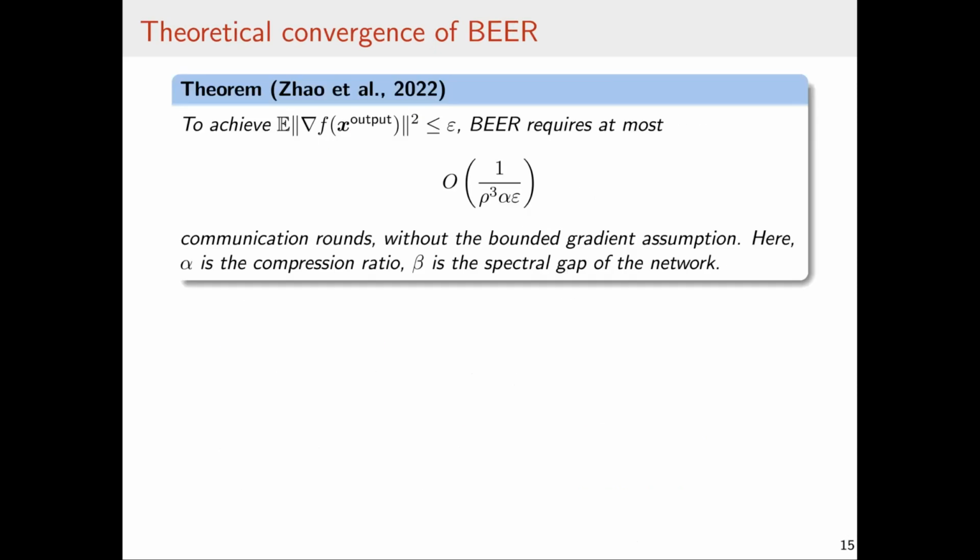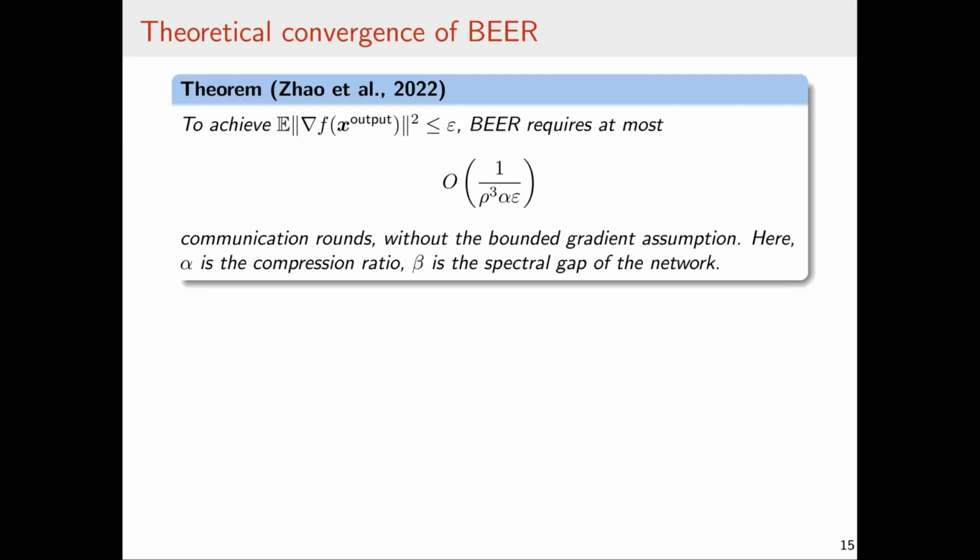All right, so with this algorithm now in place, we can talk a little bit about its convergence rate. In order to find an epsilon-accurate result in terms of finding first order stationary points of this non-convex problem, the number of communication rounds BEER requires scales on the order of 1 over rho to the third order times alpha times epsilon, without any bounded gradient or bounded similarity assumptions. So essentially, the convergence of BEER doesn't require any condition on the data, and can be carried out with arbitrary data heterogeneity. This parameter G that you saw in the previous algorithm does not occur anymore.